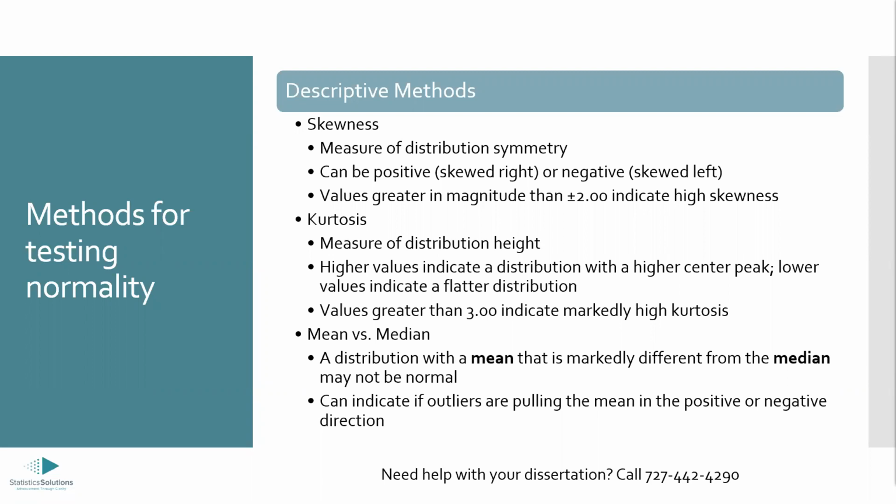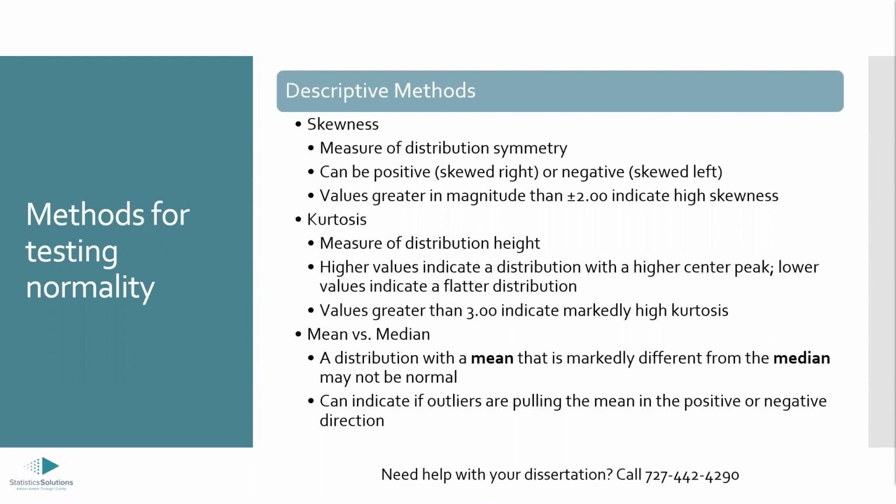And kurtosis is important because if you have a distribution that has a very high center peak or a lot of values clustered near the mean, then that distribution may be more heavily influenced by outliers. So a distribution with high kurtosis, or that is highly kurtotic, may be more susceptible to the effects of outliers.